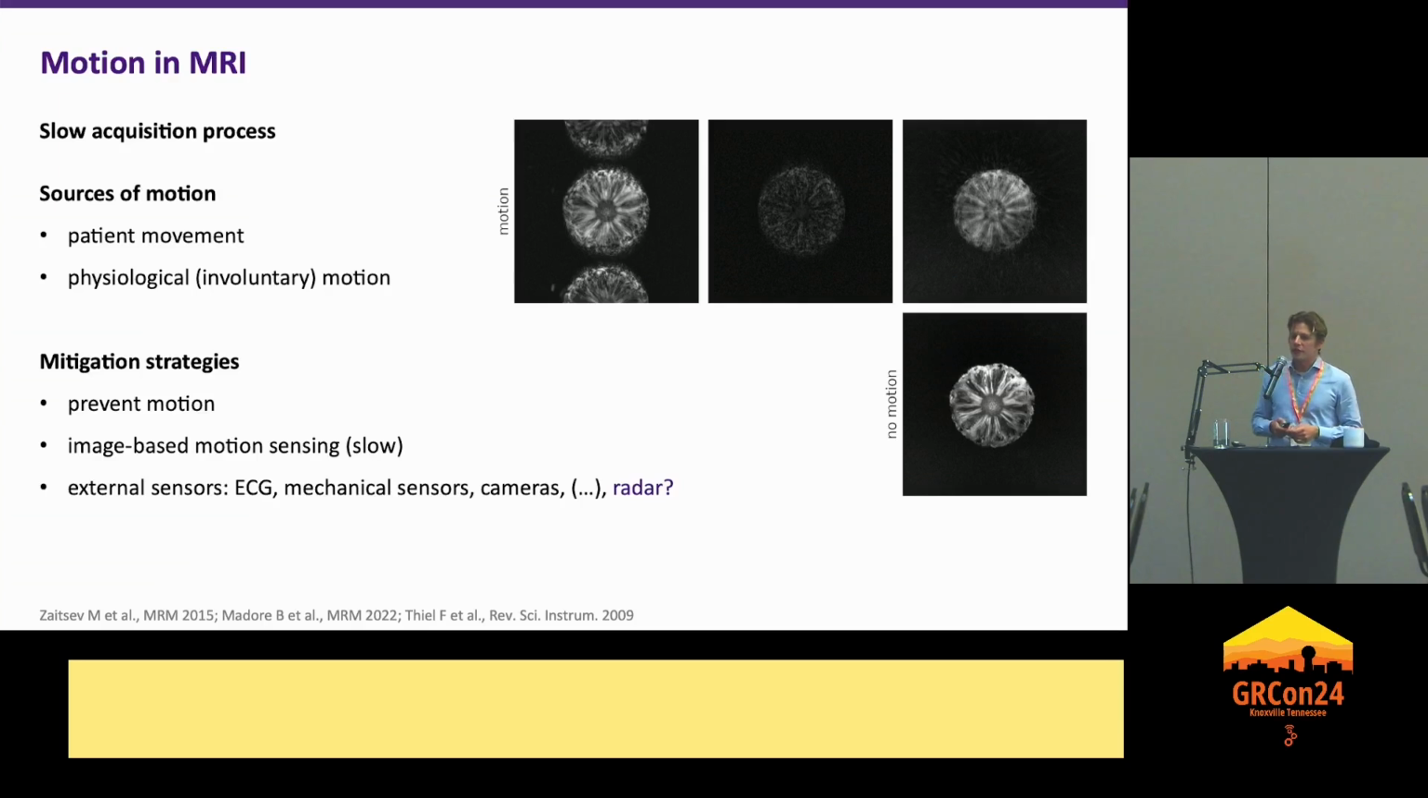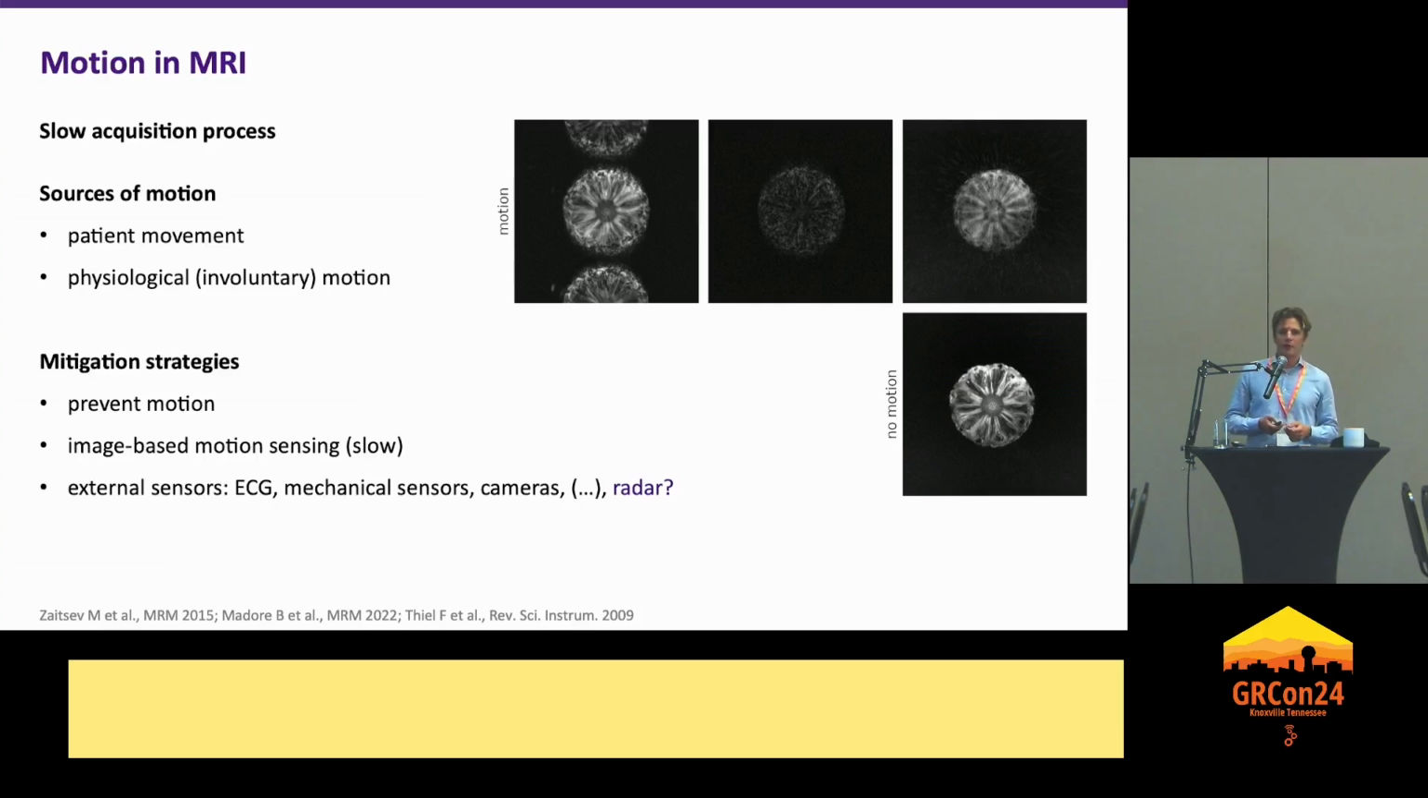And to give you an idea of what kind of problems this can cause, we're looking at the cross-section of a pineapple here as an experimental setup. The bottom image is the pineapple without motion, and on the top you can see what kind of issues arise. There is blurring, there can be these duplicate ghosts or signal loss.